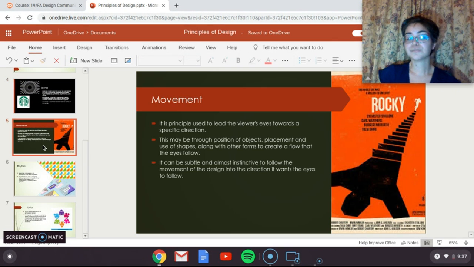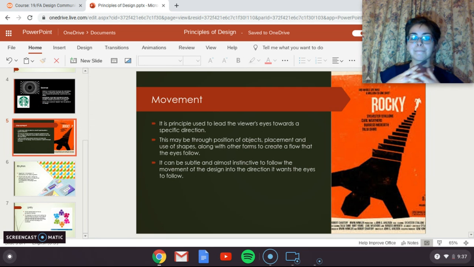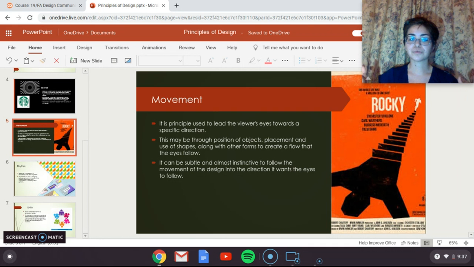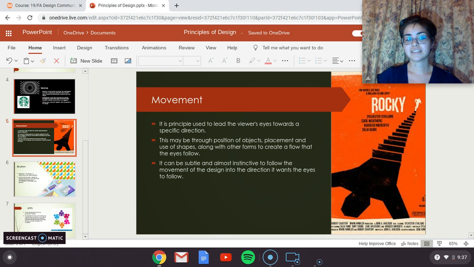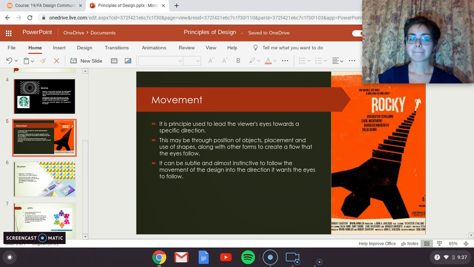Next is movement. Movement is the principle that is used to lead the viewer's eyes towards a specific direction. This may be through position of objects, placement, and use of shapes, along with other forms to create a flow that the eyes follow. It can be subtle and almost instinctive to follow the movement of the design into the direction that the eyes want to follow.